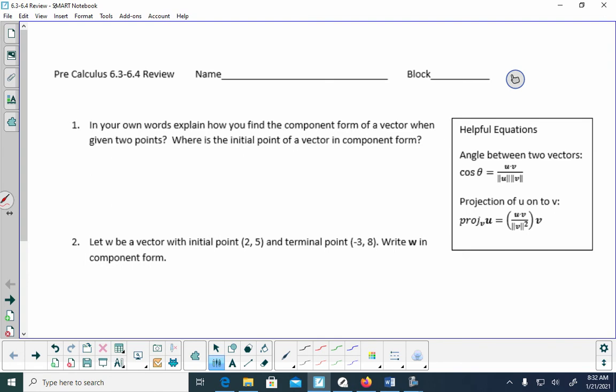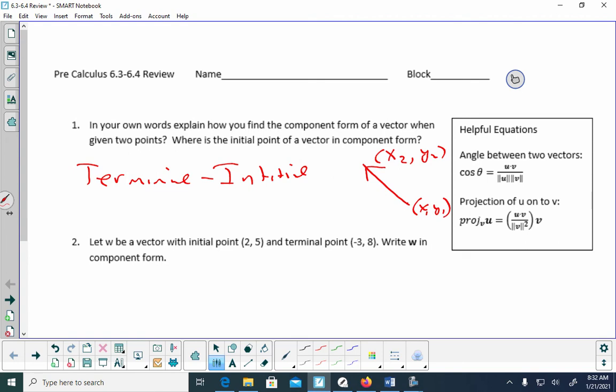So, I always say terminal minus initial. And so your book uses this PQ thing like that. If I have a vector that goes like this, and this is going to be my x2, y2, and this is going to be my x1, y1, because that's where I start, that's where I end. Then to find the component form, you're going to take x2 minus x1, comma, y2 minus y1.